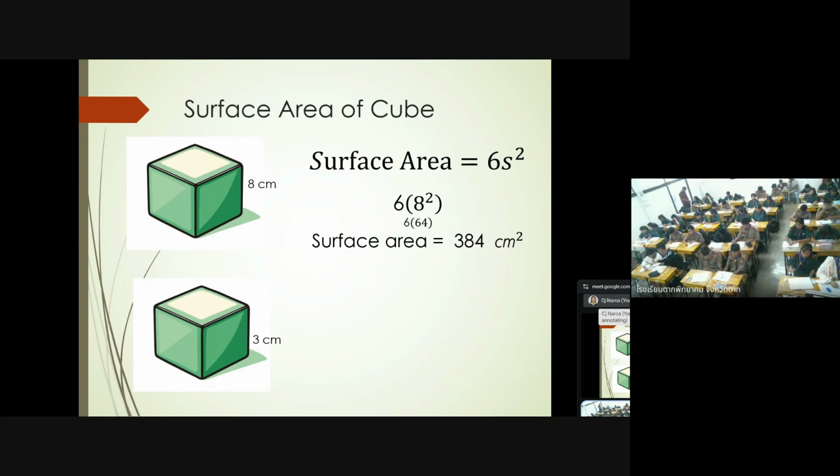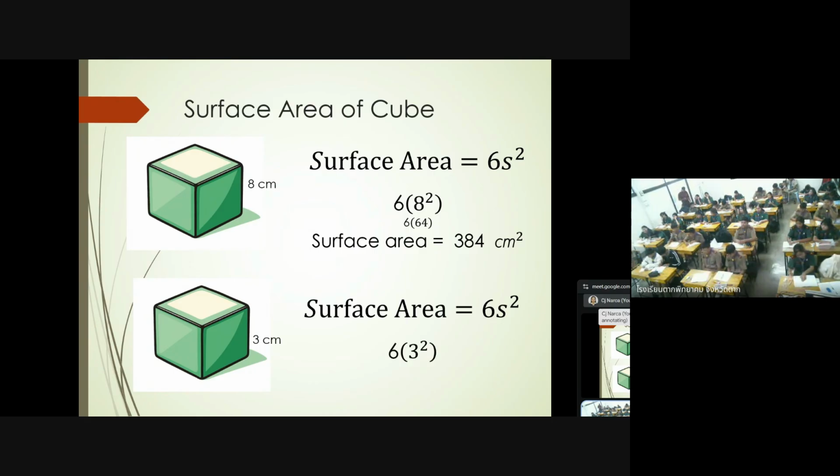Okay, let's answer. What is the answer? Very good, 54, because the given value is 3 centimeter only. So we just substitute. So we have 3 times 3, 9, and 9 times 6 is 54. Easy? Easy, right? Easy in getting the cube.